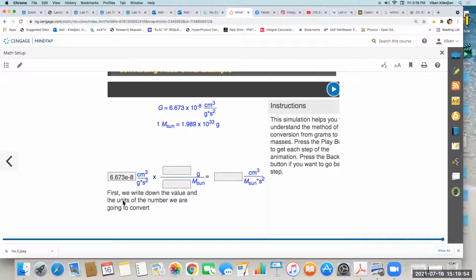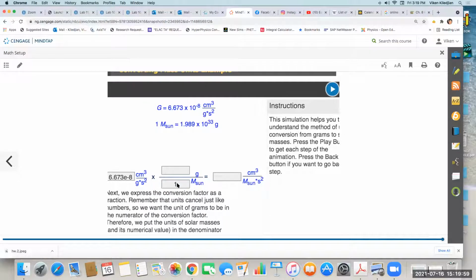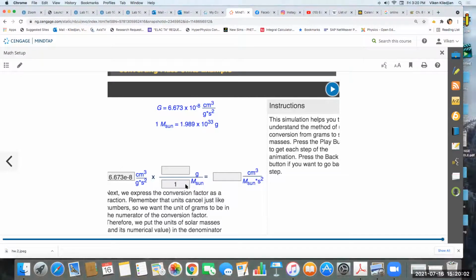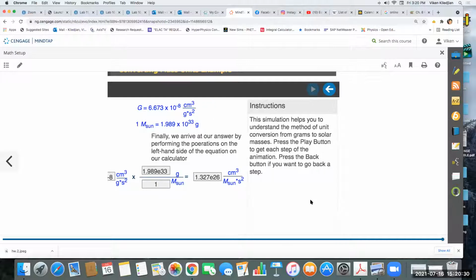First we write down the value and the units of the number we are going to convert. Then you say mass of sun on the bottom, and on the top you put grams. Then that's going to cancel the grams here. You see? So likewise, we put the value for grams in the numerator. Then that's going to cancel that. Okay, so that one's pretty straightforward. And then that's going to give you centimeter cubed per mass of sun. I think that's it for now.